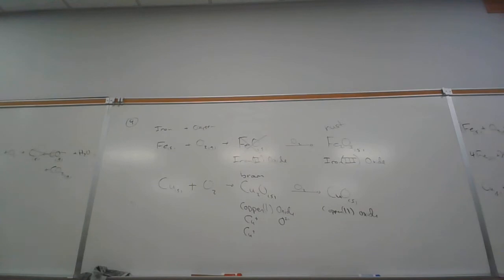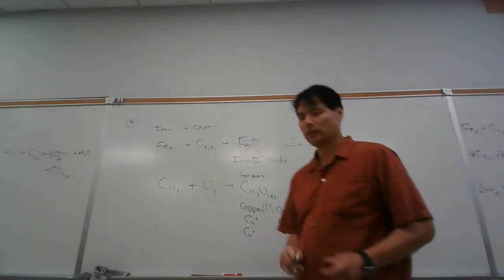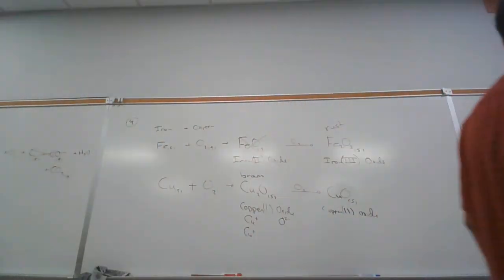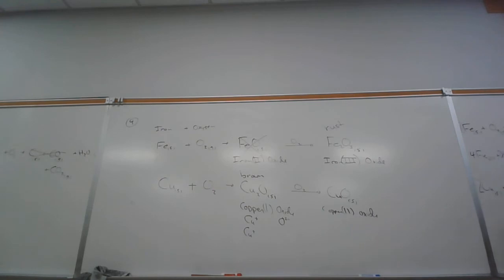Or we can just double everything. We double everything, then we'll get two coppers, one O2, two CuO. That gives us nice clean whole numbers. That's just solid. So copper metal, oxygen gas, and copper(II) oxide is a solid.